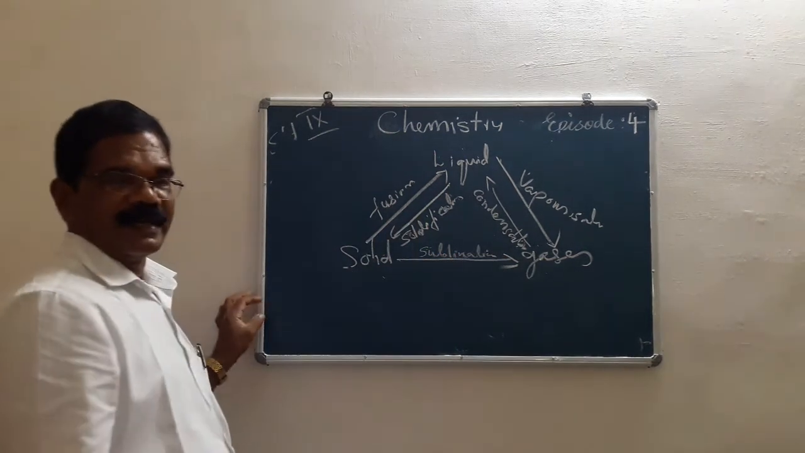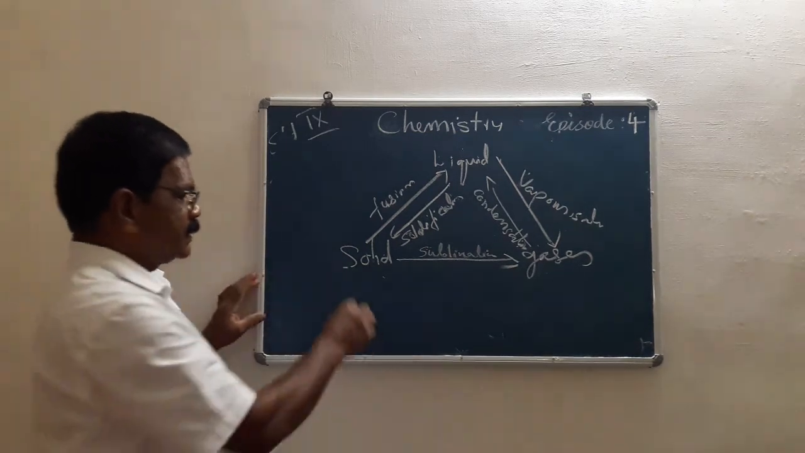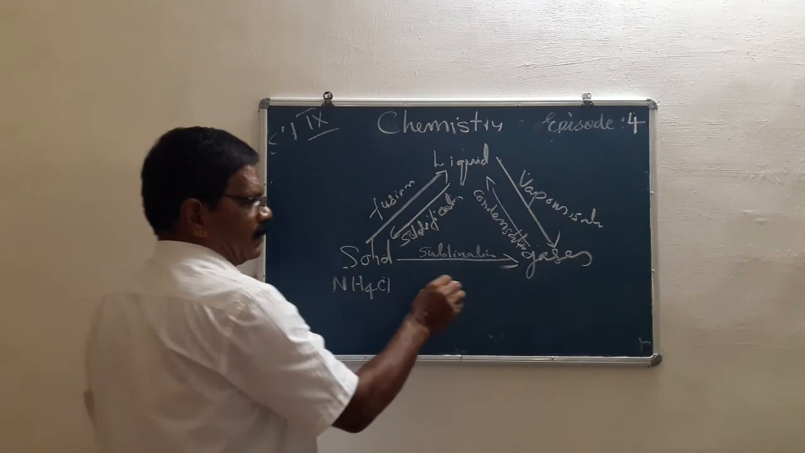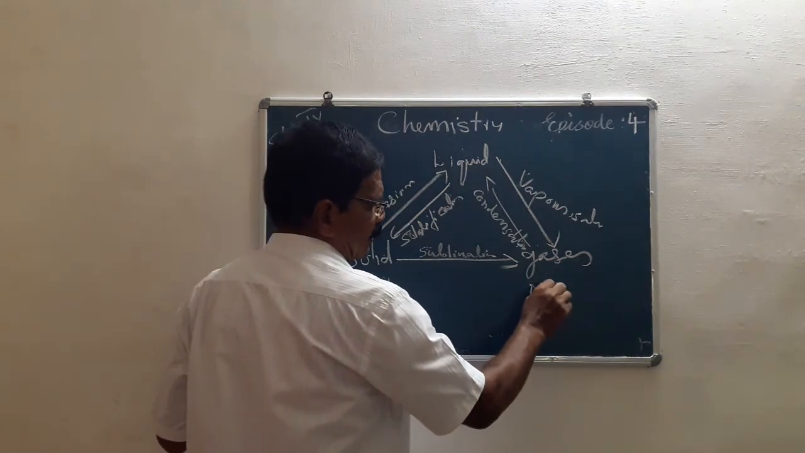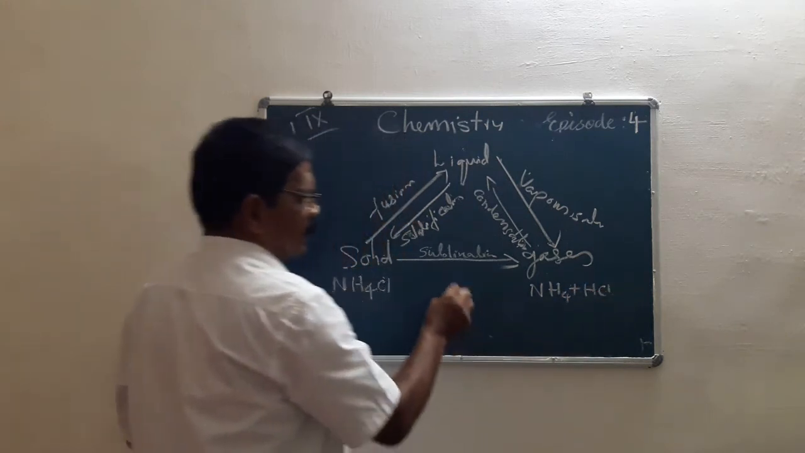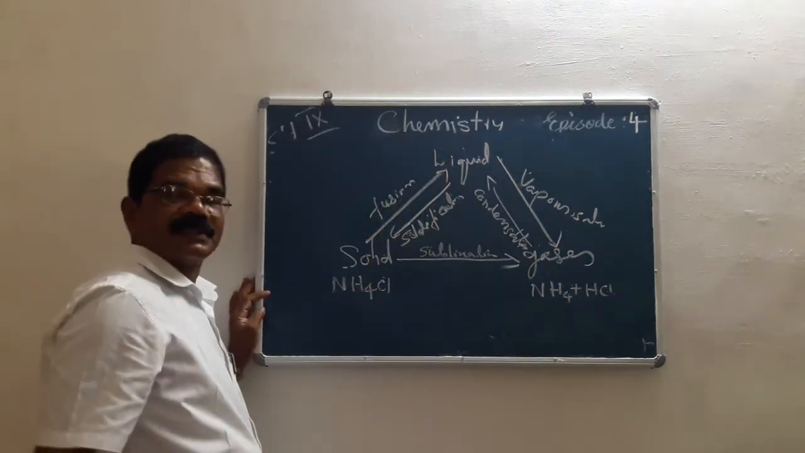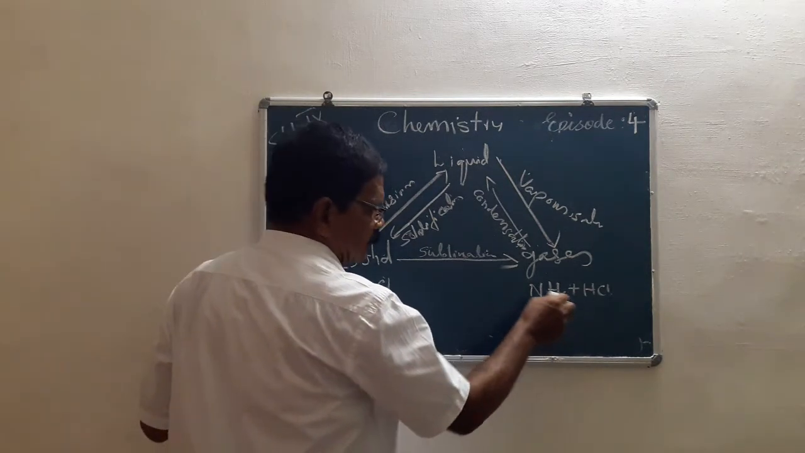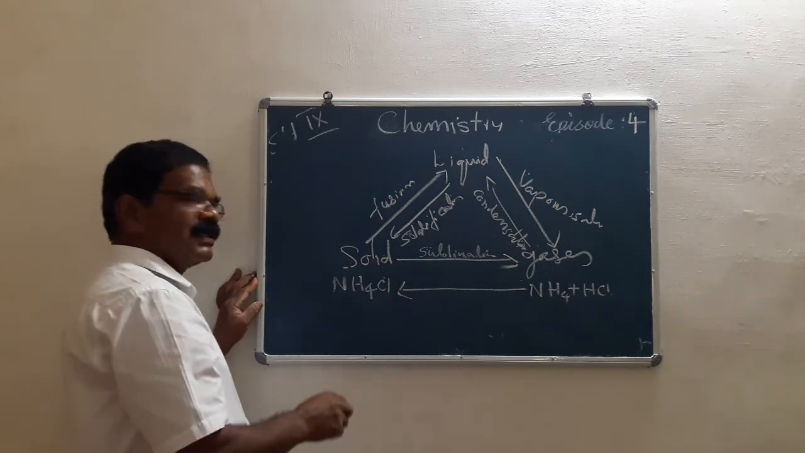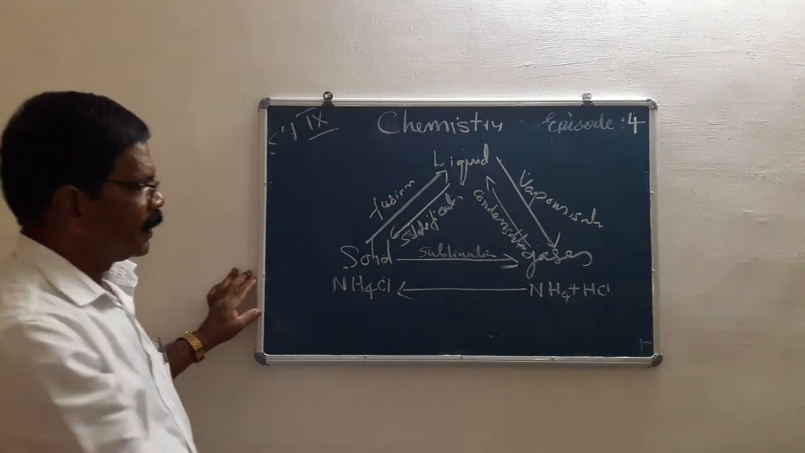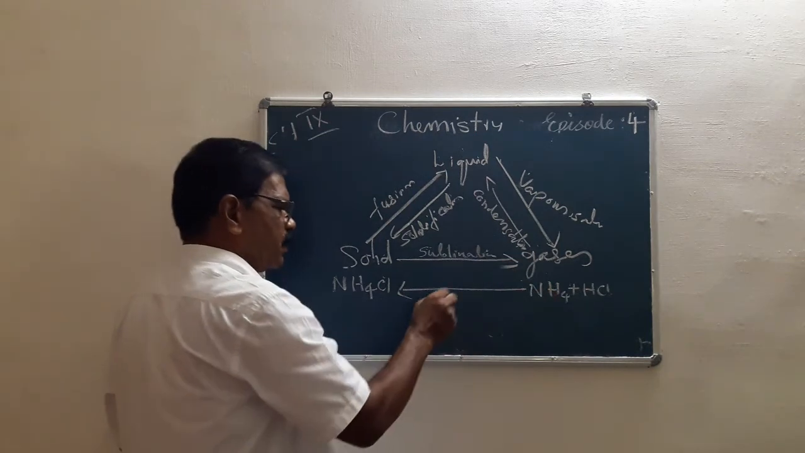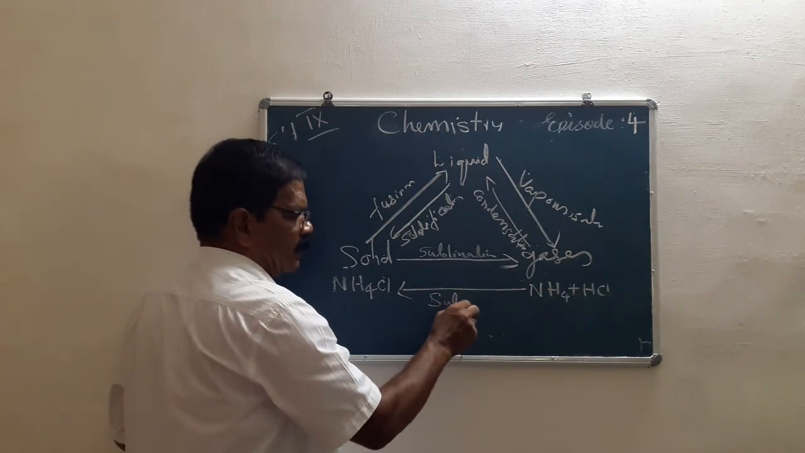On heating solid, here we see that, for example, ammonium chloride, NH4Cl. On heating, what happens? NH3 and HCl are formed. Directly, it does not go to the liquid stage. On cooling the gases, what happens? It again changes to solid state. Here, solid to gaseous state and gaseous to solid state are always called sublimation.